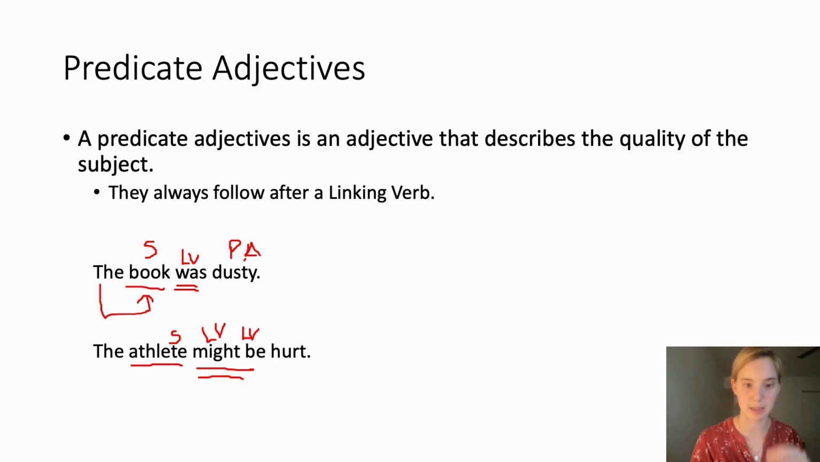Be is that main linking verb. And then what might the athlete be? Well, the athlete might be hurt. Hurt is describing how the athlete is existing. Well, might be hurt. This would be, once again, a predicate adjective. It can't be a predicate nominative because the athlete can't be a hurt. Hurt is not a noun, but it is describing the quality of the subject. The athlete. Put ADJ in the corner there.